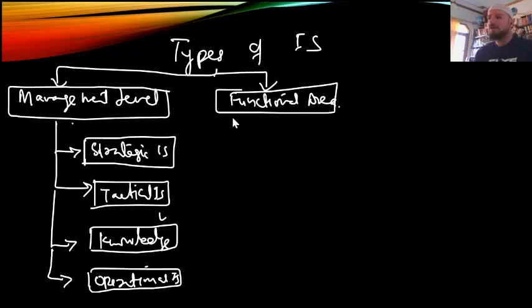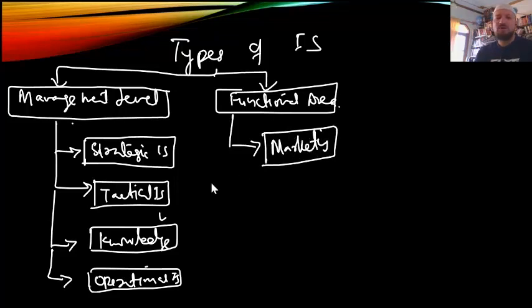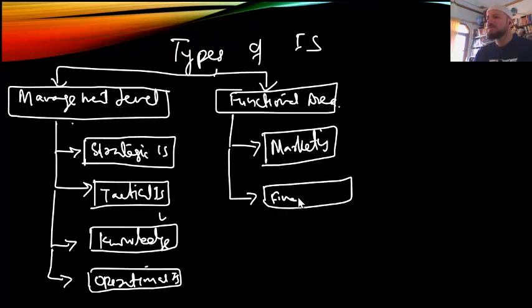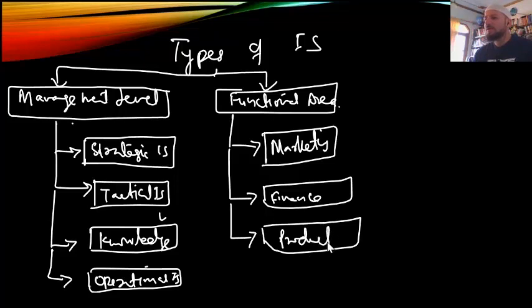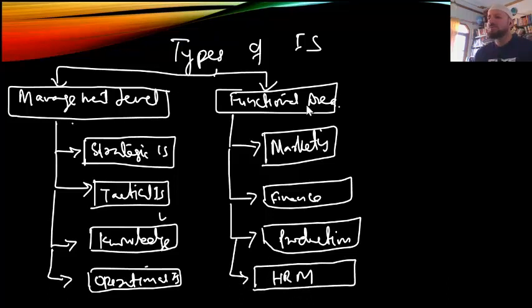So then here the first one is marketing. So you have the marketing, which deals with the marketing IS. Then there is one which deals with finance. Okay, then there is the one which deals with production. So this is the IS depending upon the functional area in a management. Okay, and then there is the HRM, human resource management.